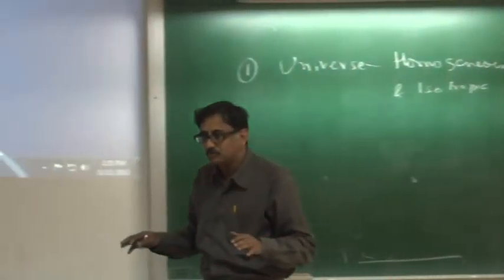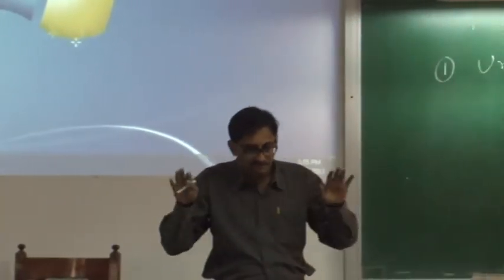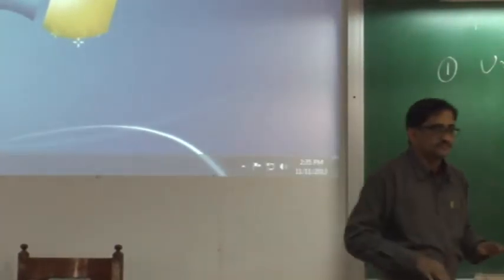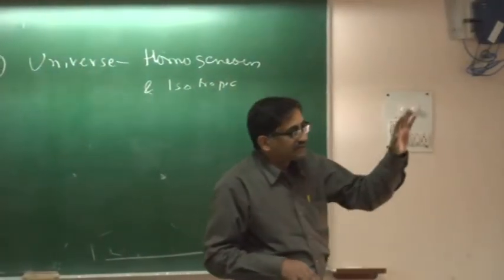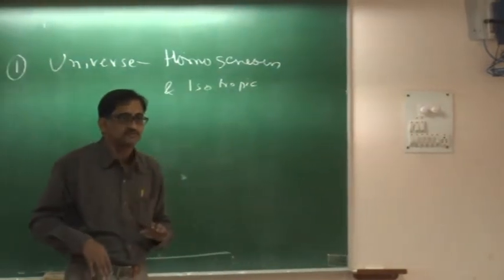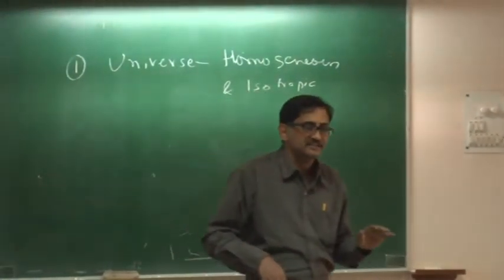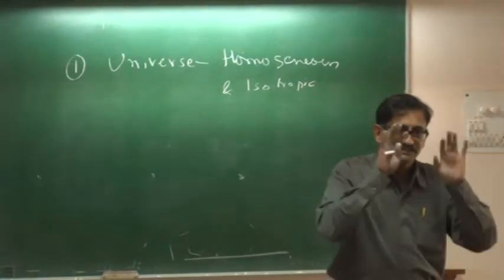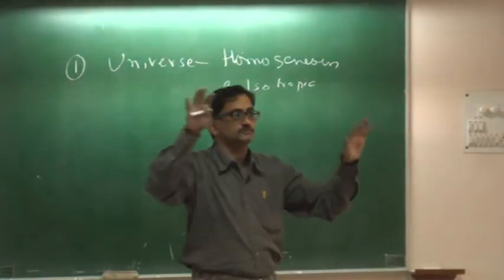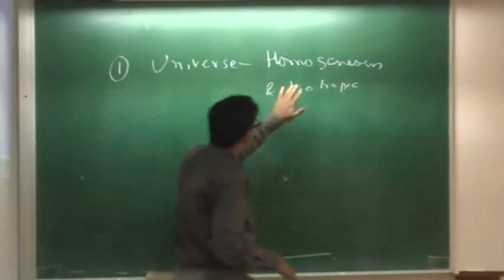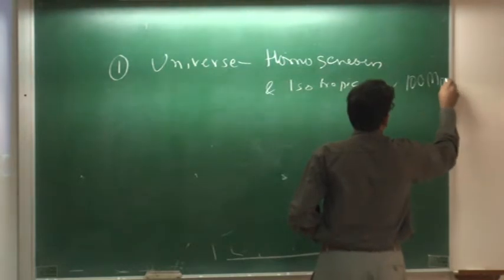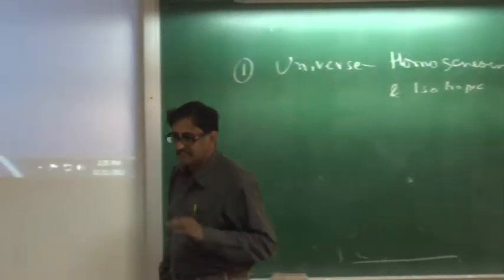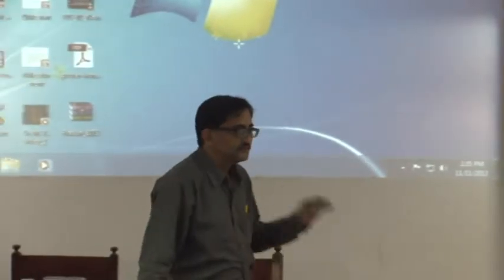It means that suppose you were to divide the universe into cubes of 100 megaparsec size, average the density in each of these cubes, and compare this average density from one cube to another, then this average density remains the same from one cube to another. That is what we mean by saying it is homogeneous over scales of about 100 megaparsecs. So this is the first aspect of the universe which is striking.